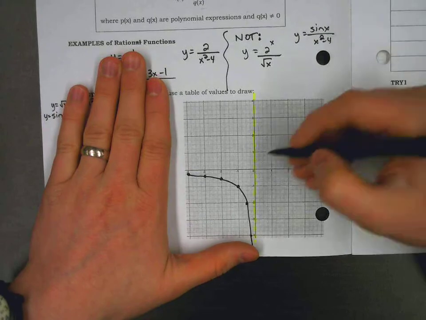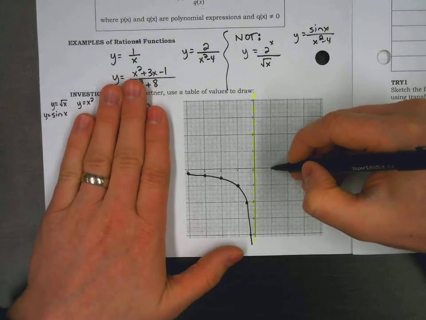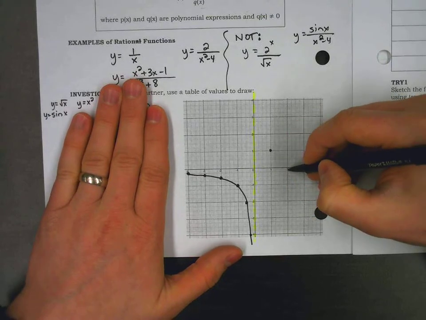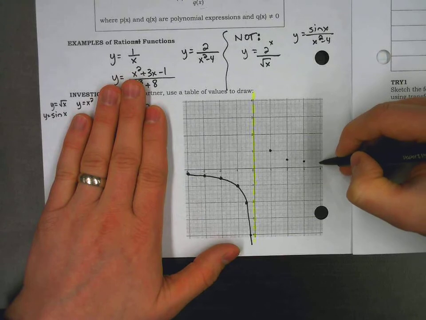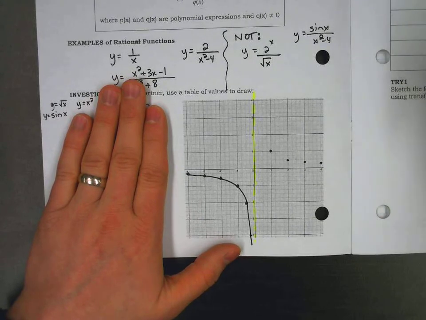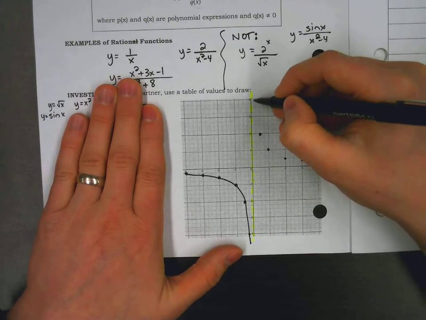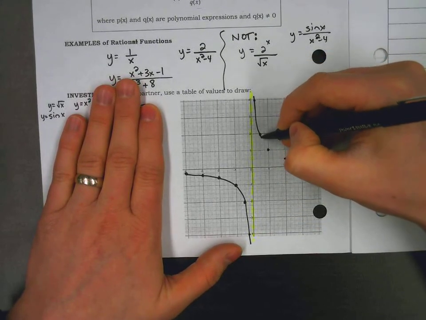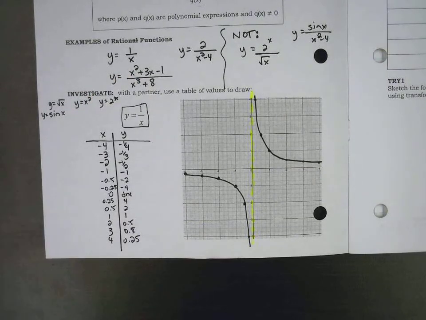You don't have to. 1 divided by 1, x is your input. 1 divided by 1 is 1. 1 divided by 2 is a 1/2. 1 divided by 3 is a 1/3. 1 divided by 4 is a 1/4. 1 divided by a 1/2 is a 2. 1 divided by a 1/4 is a 4. And this scale was intentionally set to go up to 4 because it's nice to work with. And there is your rational function, which we will eventually stretch and flip and translate and move around the place.